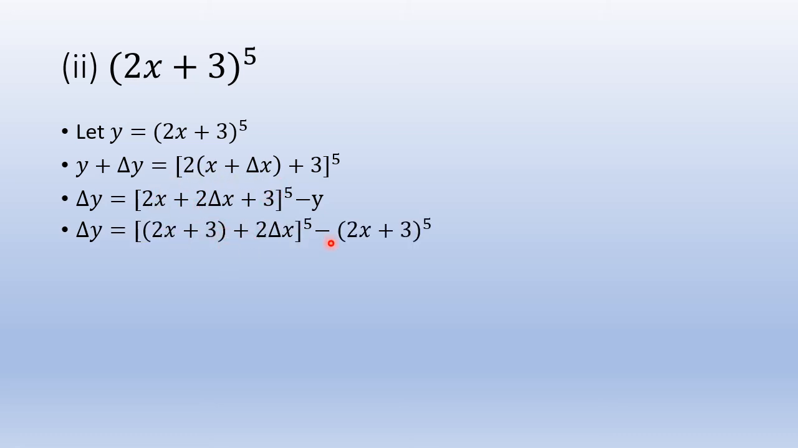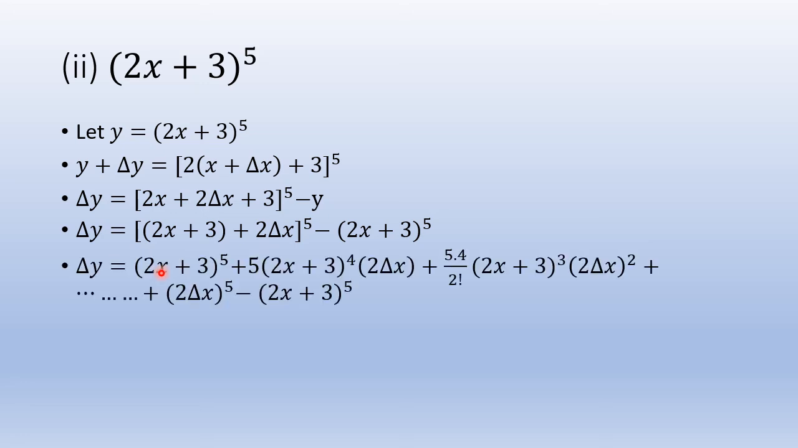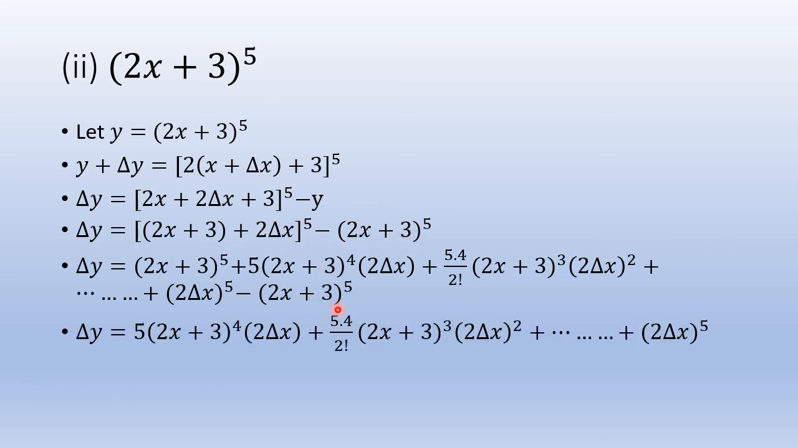Here it is. Now apply the formula of a plus b to power 5 using the binomial theorem. We get this thing, del y is equal to this to power 5 plus 5 into the same thing to power 4 into 2 del x. Then 5 into 4 by 2 factorial, 2x plus 3 cube into 2 del x whole square plus so on. And we write the last term which is 2 del x to power 5. And then this term minus 2x plus 3 to power 5.